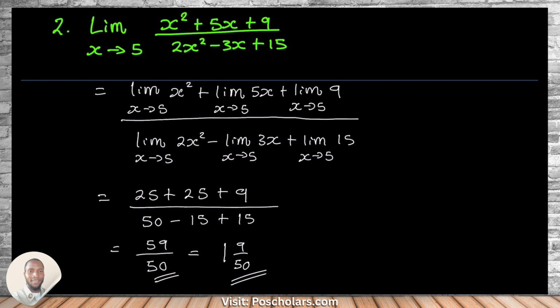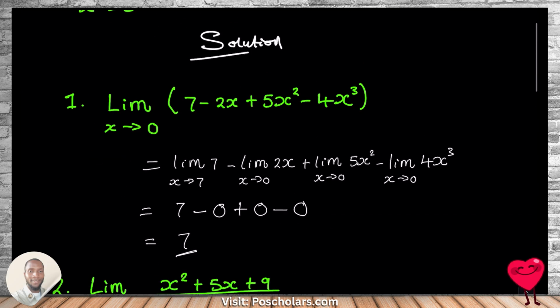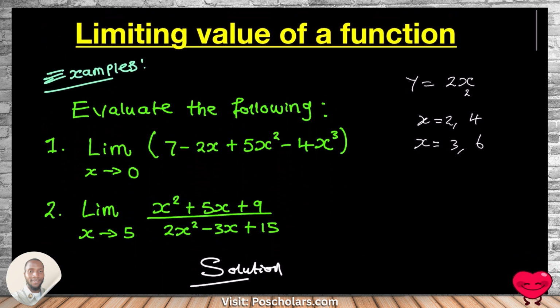Good. Now let's go back to the question. It simply means that for this function, as x keeps getting closer and closer to 5, the value of this function becomes 59 over 50, or one whole number 9 over 50. So we have come to the end of this video.